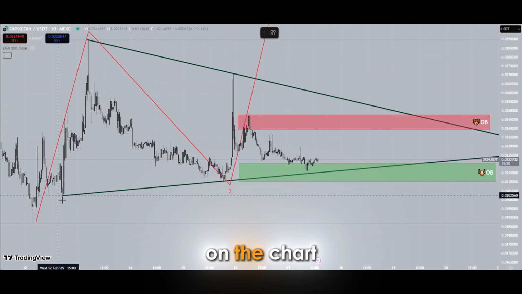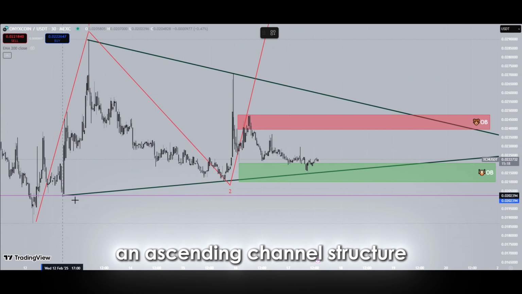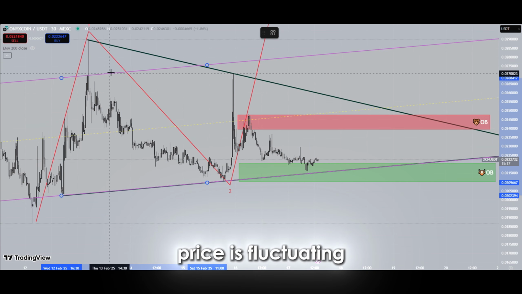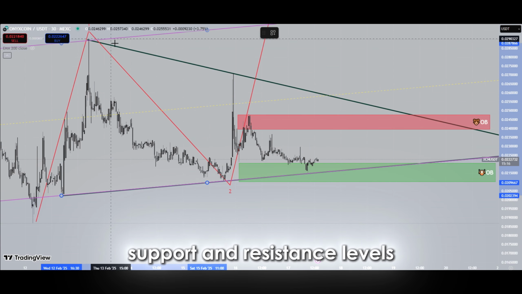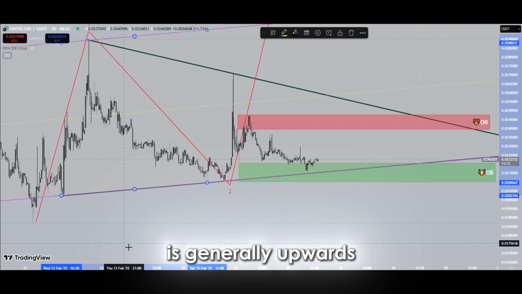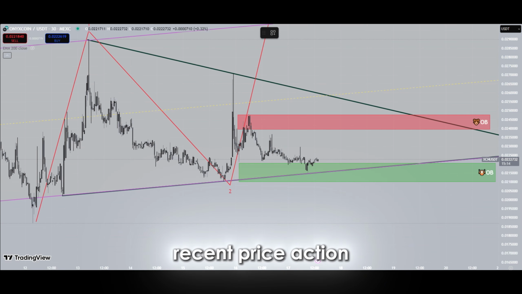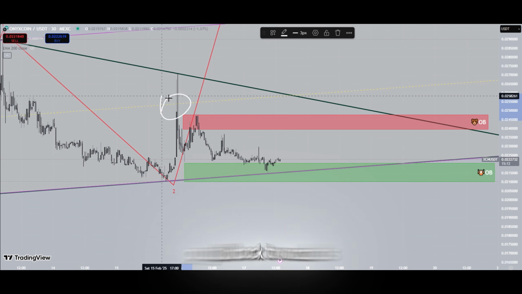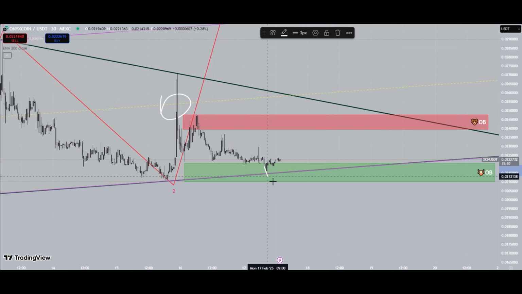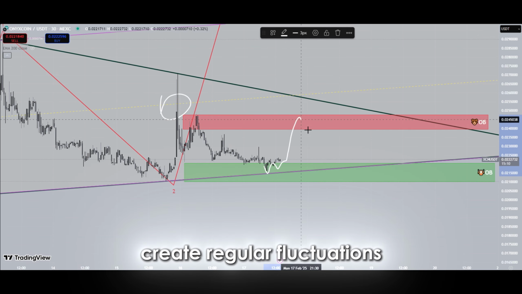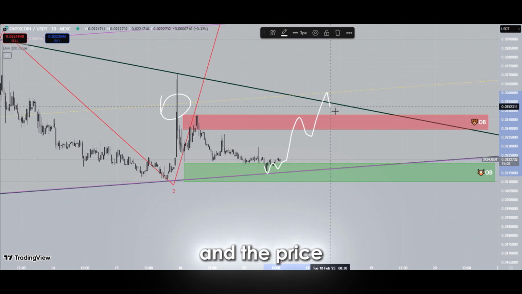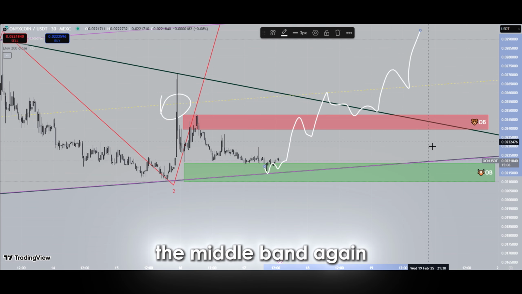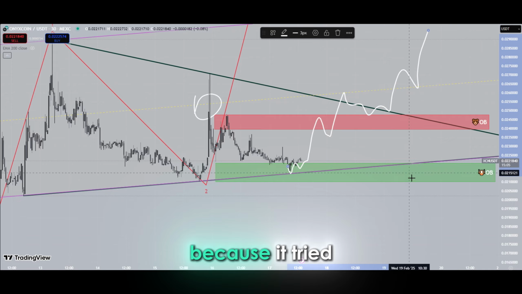On the chart, we clearly see an ascending channel structure. Such channels indicate that the price is fluctuating between certain support and resistance levels, and the trend is generally upwards. Looking at the recent price action, there was first a touch of the middle band of the channel, followed by a pullback towards the lower band. Such movements usually create regular fluctuations inside the channel, and the price moves within this structure for a while. If it tries the middle band again, it will be easier to break it because it tried there once.